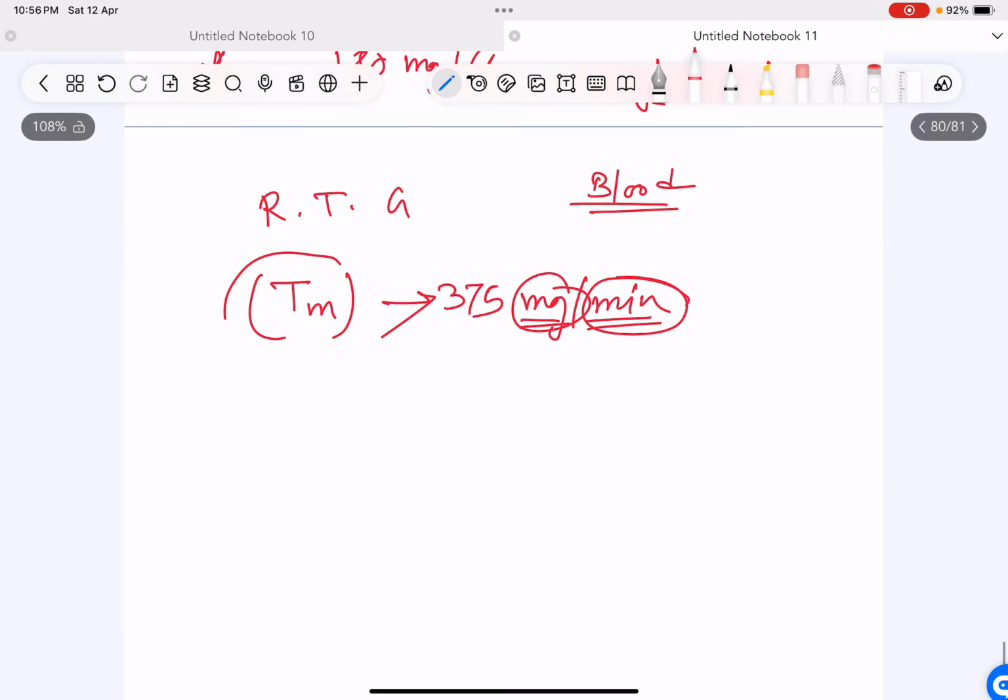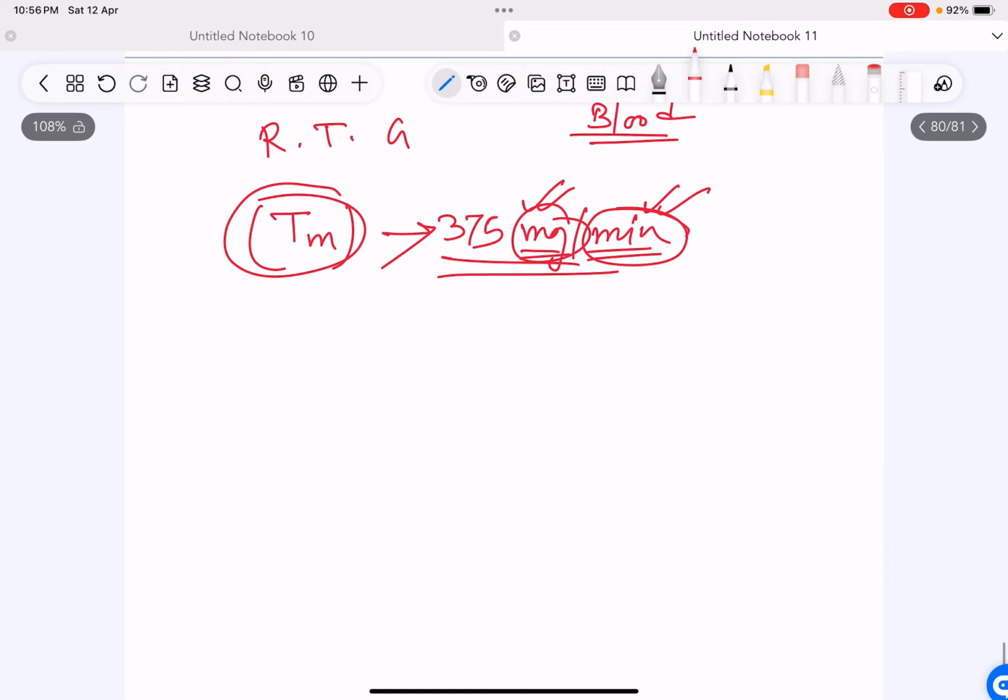And what is transport maximum of glucose? It is the amount of glucose that is reabsorbed from the renal tubules. So this is not blood, this is from the renal tubules. The maximum amount of glucose that can be reabsorbed per minute from the tubules is the transport maximum. That is 375 mg per minute.